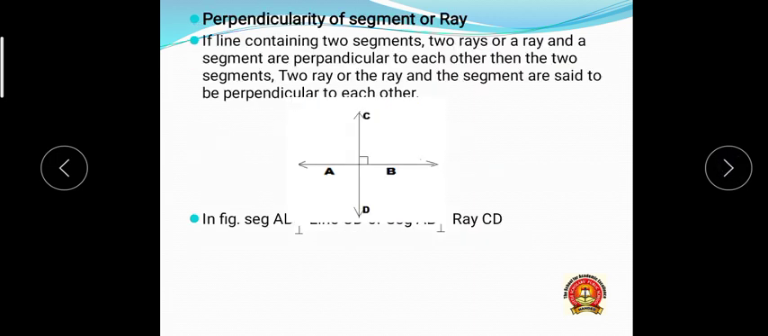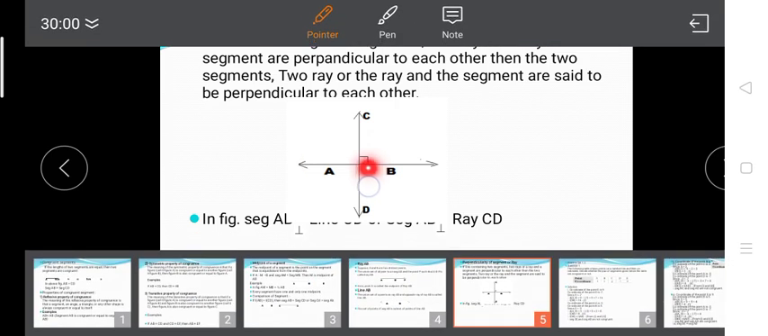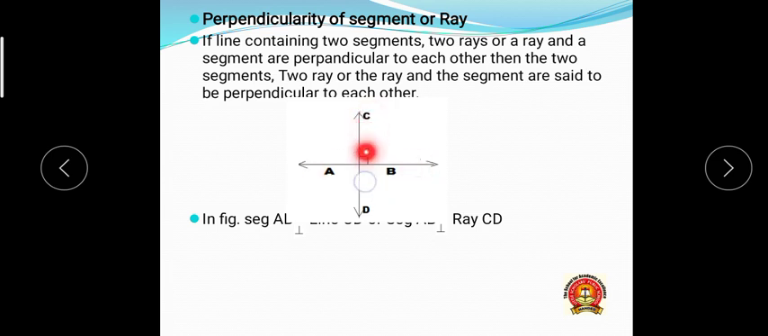Next, perpendicularity of segments or rays. Perpendicular means what? If the lines containing two segments, two rays, or a ray and a segment are perpendicular to each other, then the segments or rays are said to be perpendicular to each other. Simple. Here, see the symbol, this is perpendicular. It means AB is perpendicular to CD, or you can say that CD is perpendicular to AB. It means that this angle should be 90 degrees.